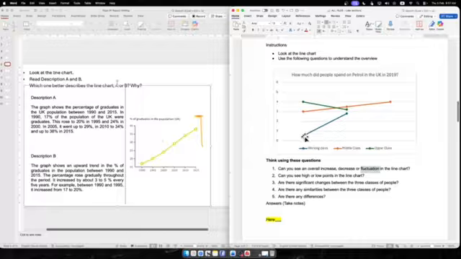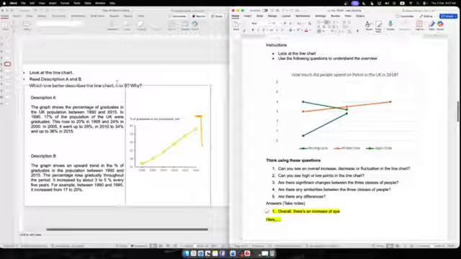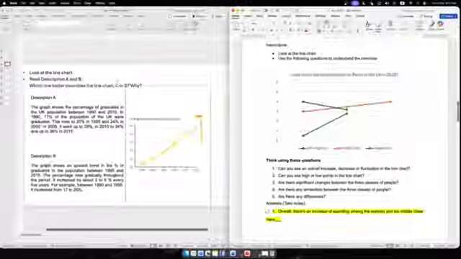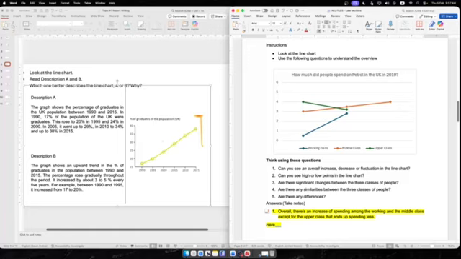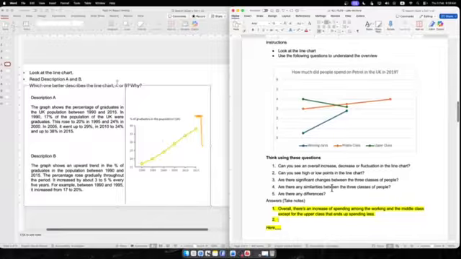We're looking at things broadly. So we'll have to say that overall, there is an increase of spending among the working and the middle class, okay? Except for the upper class that ends up spending less, okay? All right, so let's go to number 2. Can you see high or low points of the chart? Indeed we can. So we have the working class.